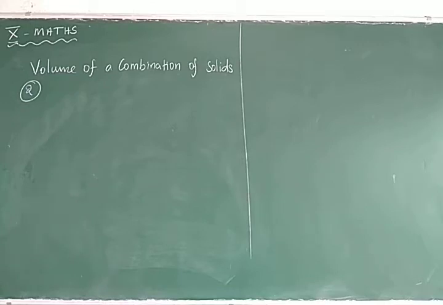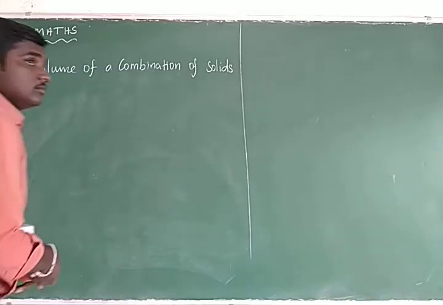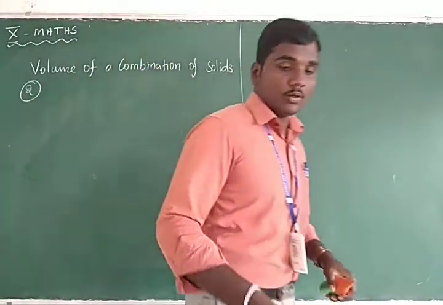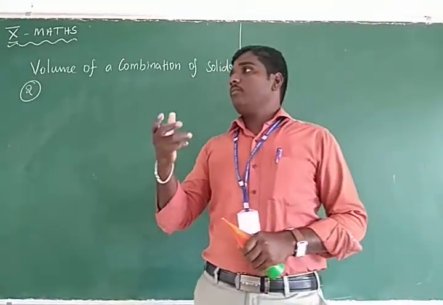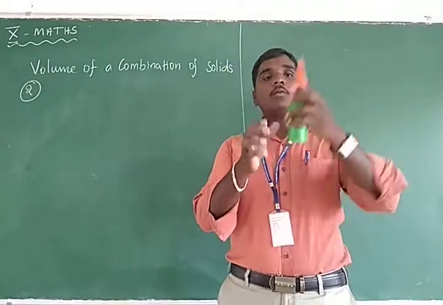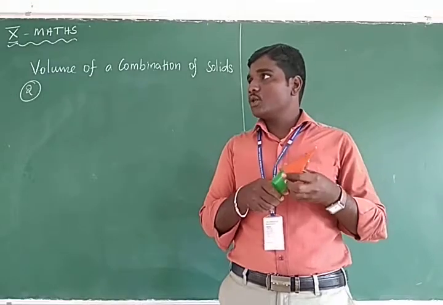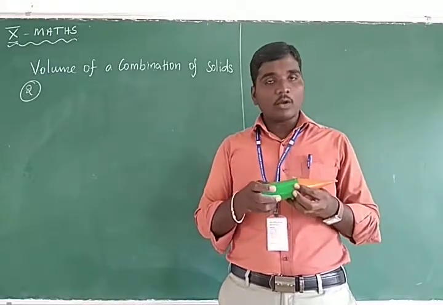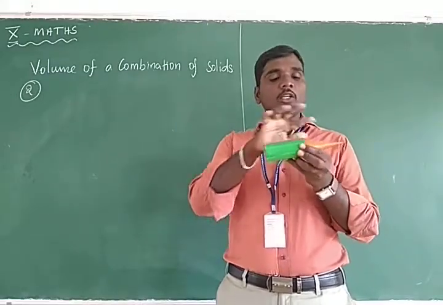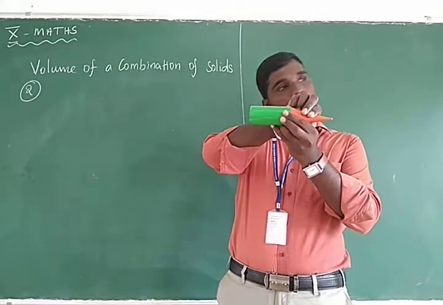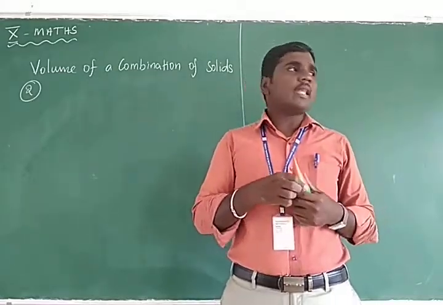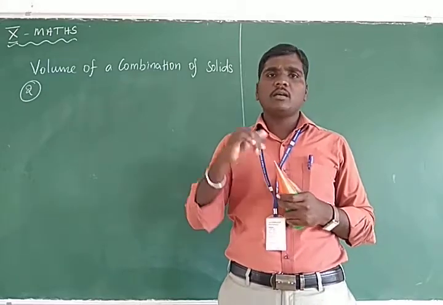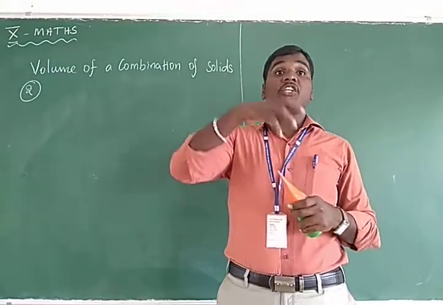This is the easiest one. We need to find the volume of this shape, the model made by the engineering student. A cylinder, and at the two ends, one side is a cone and the other side is also a cone. Doubts about addition and subtraction may come.